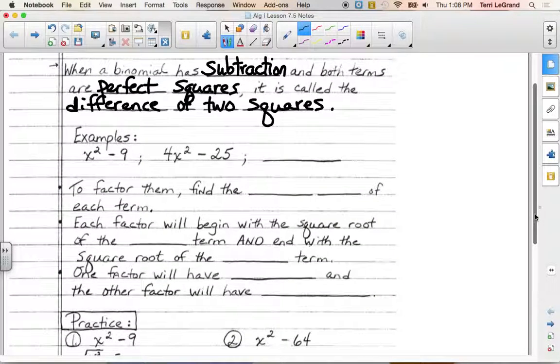So examples. Do you agree that x squared minus 9 would be the difference of two squares? What's the rule? Is it a binomial? Yes. Is there subtraction? Yes. Is x squared a perfect square? Is 9 a perfect square? Yes. Oh, cool. It's the difference of two squares.